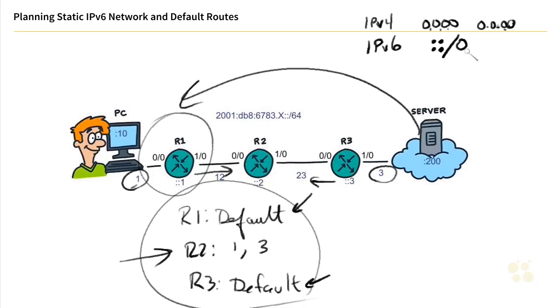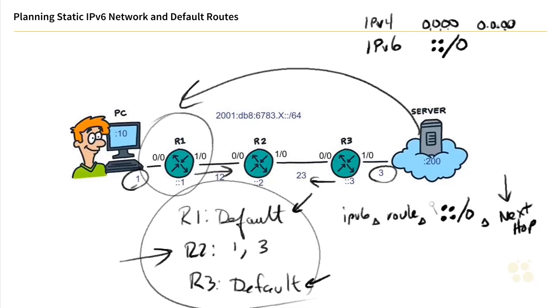So if we are setting up an IPv6 static route using the default route, we'd say something like IPv6 route, and then we do the default, which is colon, colon, all zeros with a 0 length mask, space, and then we specify the next hop that we want to use. So in the case of R3, that next hop would be R2's address of 2001:DB8:6783:23::2. And I'll put hop there just to be clear. And that's how you set up a static default route.